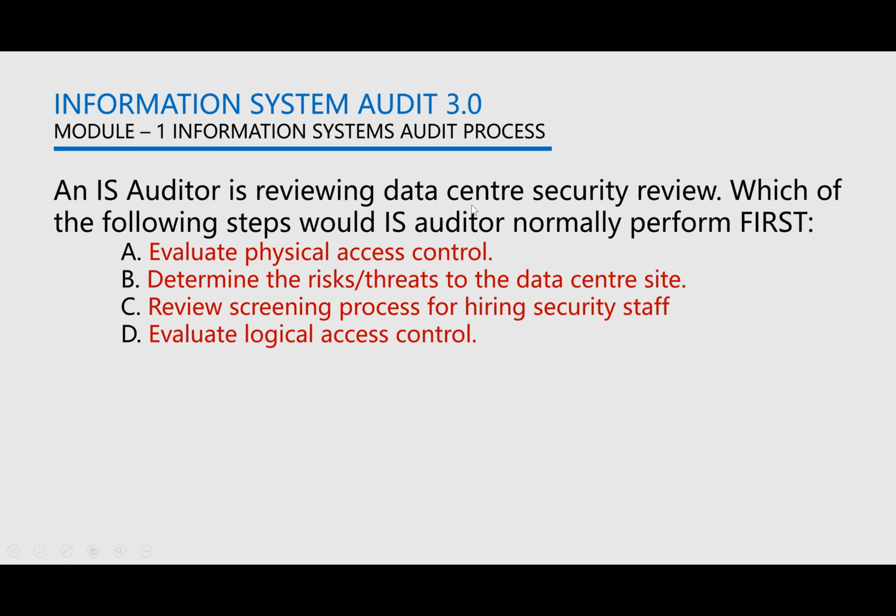An IS auditor is reviewing a data center. A data center is a separate location, where organizations normally do not keep the data with themselves but maintain a data center separately where the entire information is held. For instance, Amazon has separate data centers in different countries, and they follow a cloud-based system. So as an auditor reviewing data center security, which of the following steps would the IS auditor normally perform first? Say I am auditing an Amazon data center. I will go to that location physically to check the security of the data center. Then what should I do first?